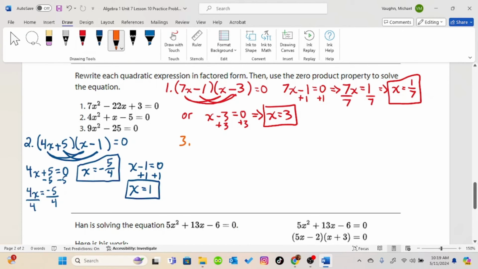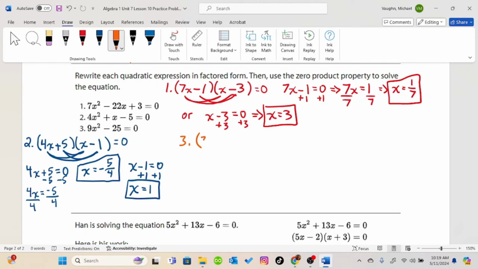And finally, we look at number 3. We have 9x squared minus 25. And what I notice is that 9x squared is a perfect square and 25 is a perfect square. And there is a minus sign in between. We just talked in a previous lesson that when we have the same factors but opposite signs, it eliminates the linear term, the bx term.